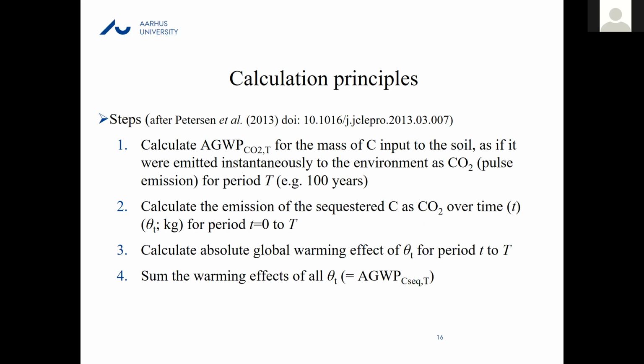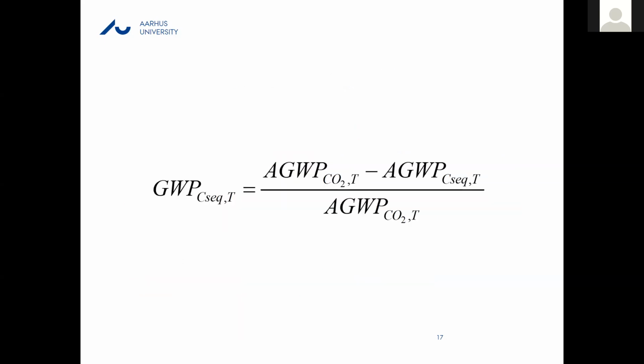Step 4 is to sum all these warming effects to obtain the absolute global warming potential of the sequestered carbon for the relevant time horizon. And step 5 is to calculate the global warming potential of the sequestered carbon, that is, the reduction relative to the pulse emission. This is expressed mathematically here.